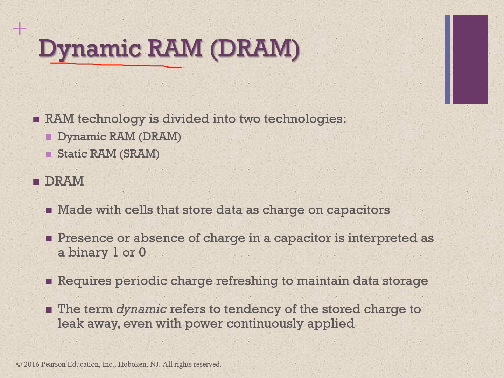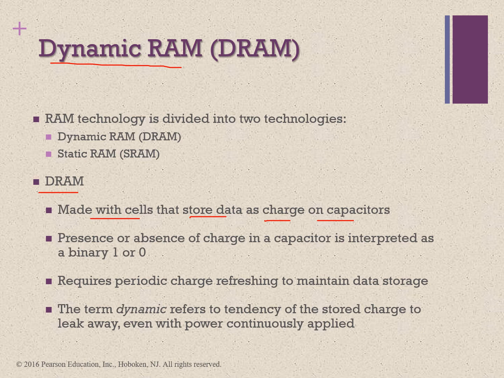First, we'll concentrate on the dynamic RAM. When you talk about dynamic RAM, it is made with cells that store data as a charge on the capacitor. The presence or absence of the charge on the capacitor is interpreted as the binary digit 1 or 0. The presence of the charge is considered as 1. Absence of the charge on the capacitor is considered as 0.